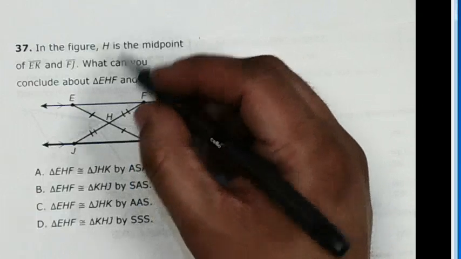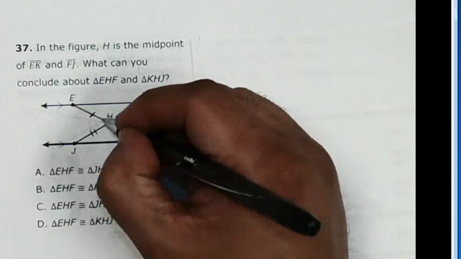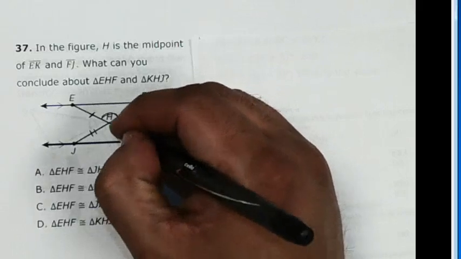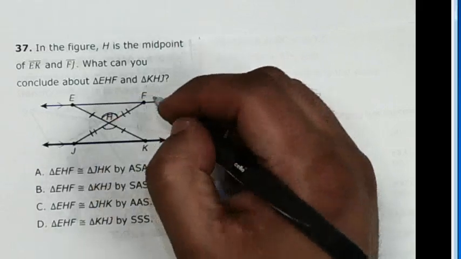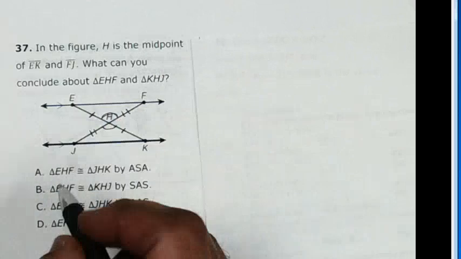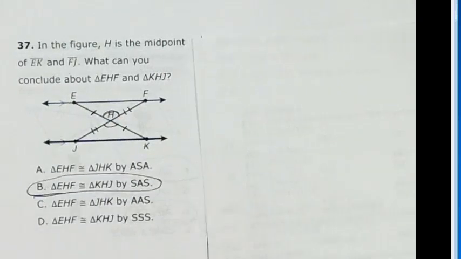Looking at this, I have vertical angles here, so I know this angle EHF and angle KHJ are congruent. So that tells me that my triangles are congruent by the side angle side theorem, which is answer choice B.